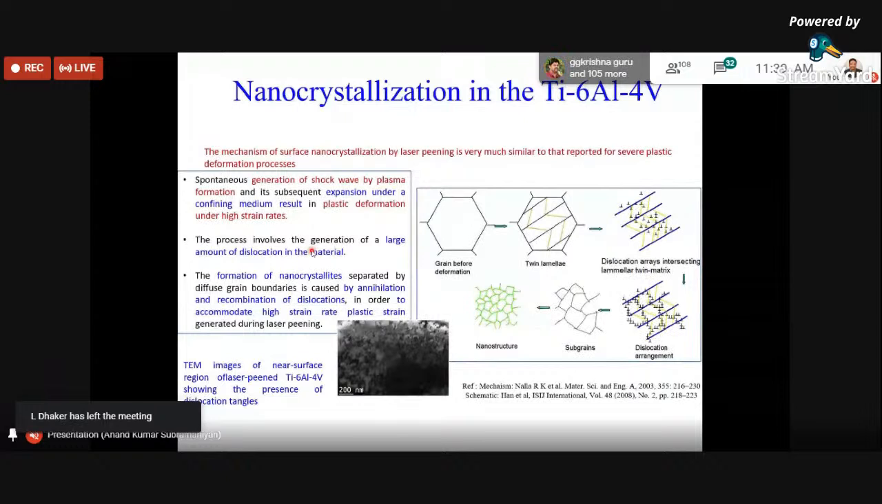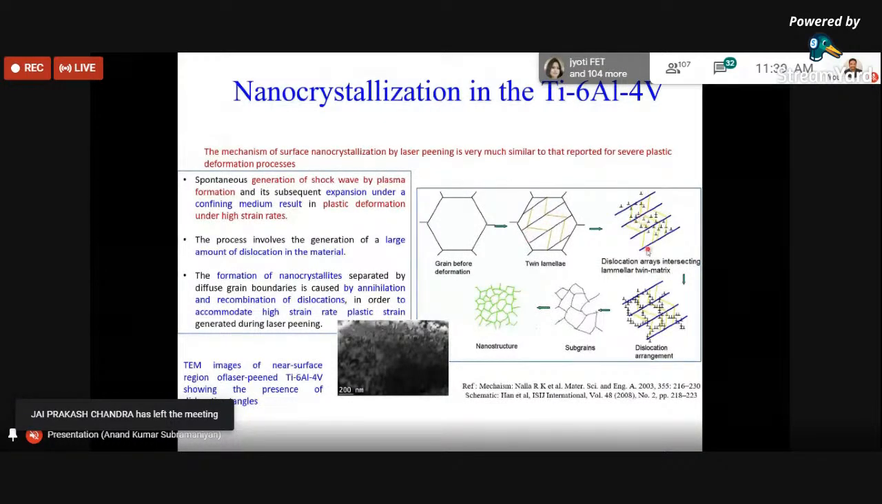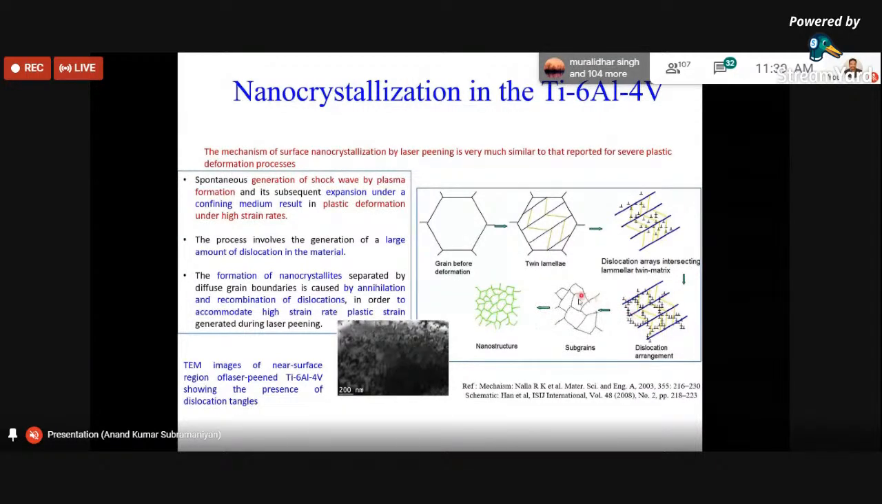this nano crystallization, right? For example, in the SMAT, we saw that when we have a bigger coarse grain, because of severe plastic deformation, there could be twin formation and dislocation formation, and then these dislocations start to form their own boundaries and subdivision of grains, and thereby we say that subgrains form, and then eventually the nanostructure takes place, which is a very well established mechanism of how this nanostructure develops.